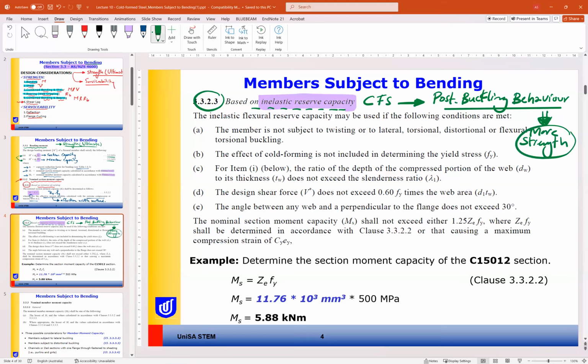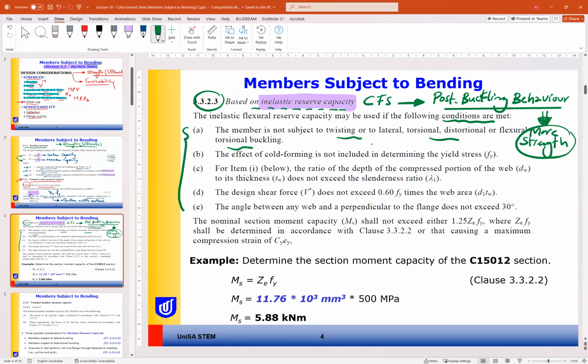This method has some limitations, or some conditions to be achieved. This is just to know, not to use in our calculation, but because we have two cases in the standard, based on your design and these conditions, you can consider this one. Quickly, what are the conditions? The member is not subjected to twisting, lateral, torsional, distortional or flexural buckling. So the member will not be under any of this buckling behavior.